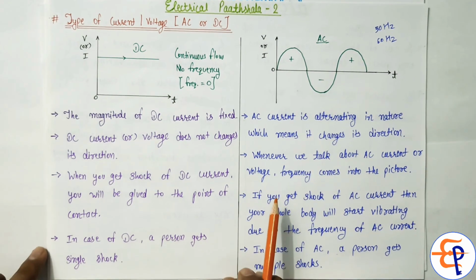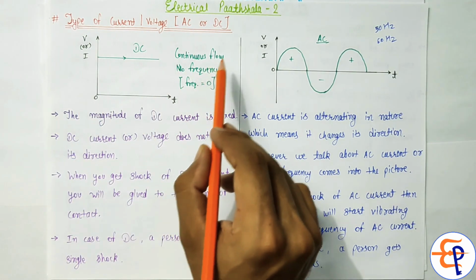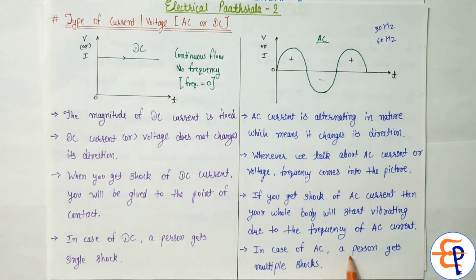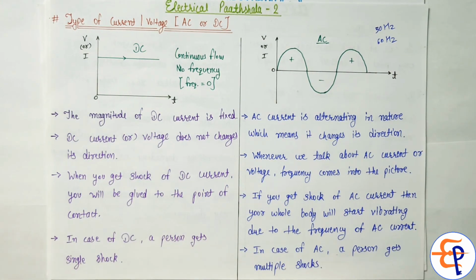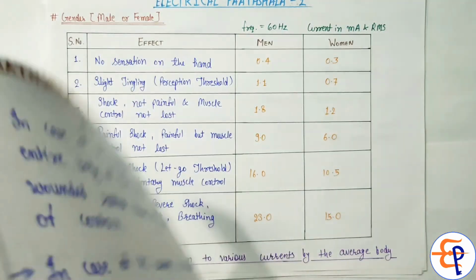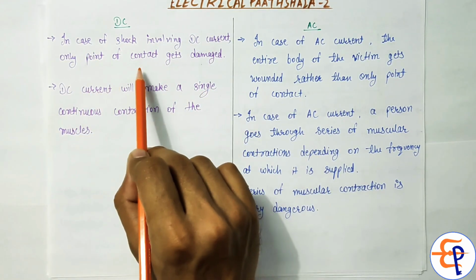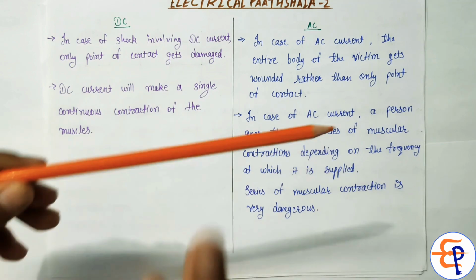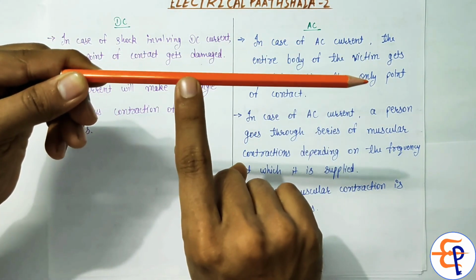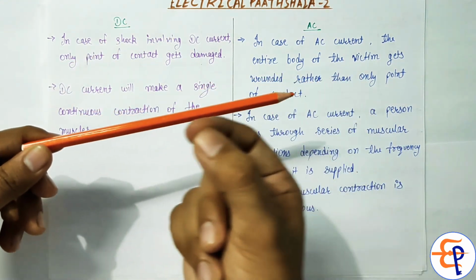Now the next difference is, in case of DC, a person gets a single shock due to the continuous nature or constant flow of DC current. On the other hand, in case of AC, a person gets multiple shocks due to the alternating nature of AC current. Now let's see some other differences. In case of shock involving DC current, only the point of contact gets damaged. So if I come in contact with this wire carrying DC current, only this point of contact will be damaged.